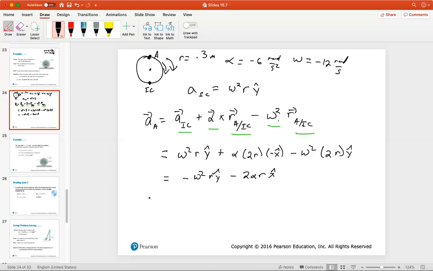All right. So I can just plug in numbers here. I've got all the numbers. And this becomes negative 43.2 meters per second squared y hat, plus 3.6 meters per second squared x hat. So it has both components.